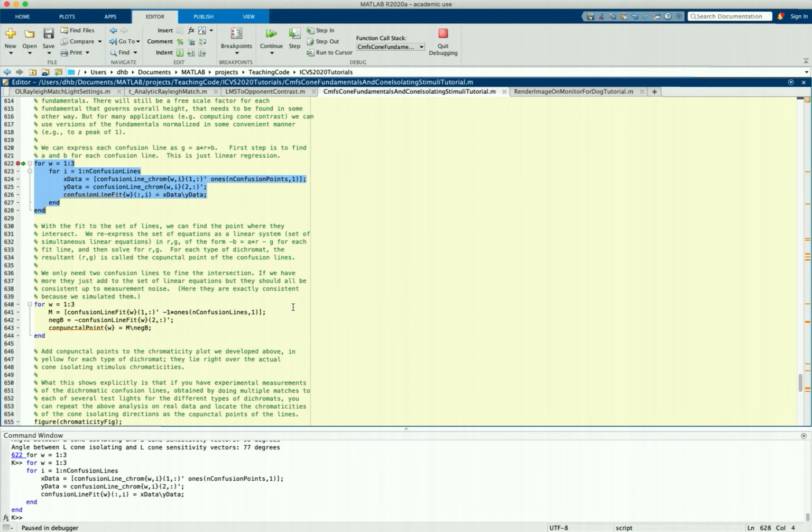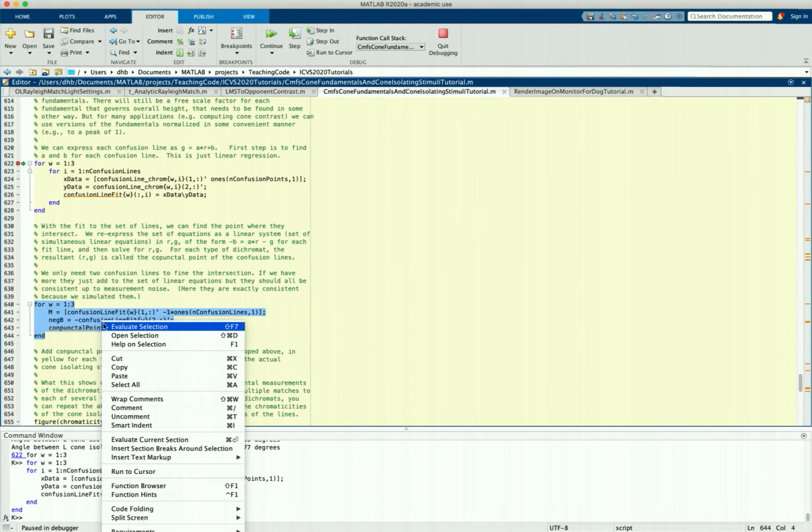So what we do is we set up a matrix where the first column is the A values that we got from the confusion line fits. The second column is -1 to handle the minus G, so that would multiply the R, G that we want to solve for, and we create a negative B from the second coordinates of the confusion line fits, and then we just do the little linear regression, and that gives us in a column vector R and G at the copunctal point. So we'll do that for each of the 3 classes of dichromats, getting us 3 so-called copunctal points, points where the confusion lines for that class of dichromat intersect.